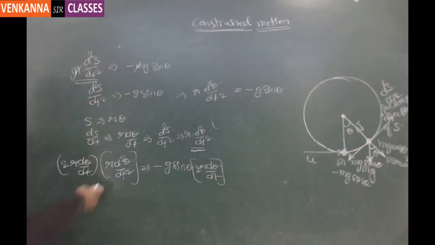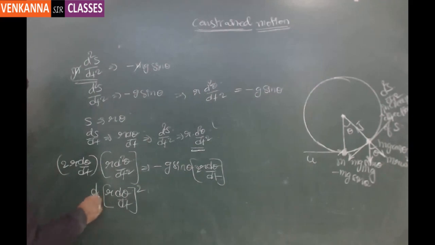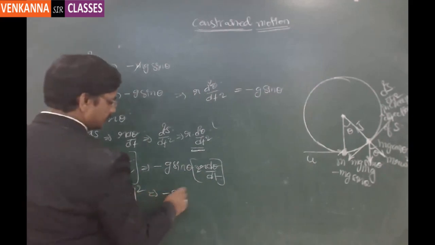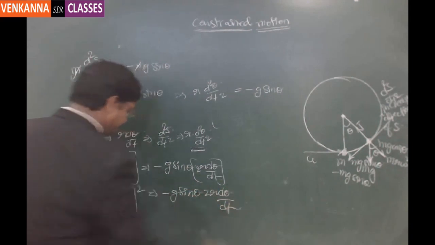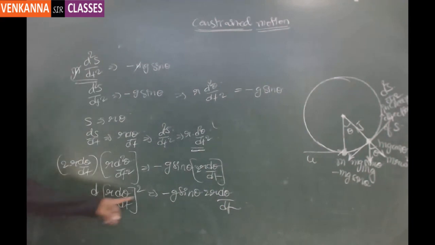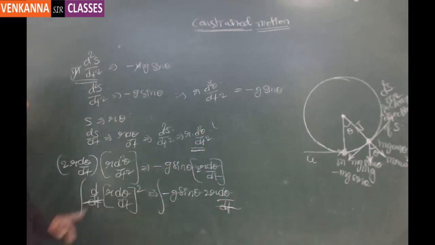So if you carefully notice, the left side is d/dt of (r d theta/dt) whole square. This is the derivative of that: if you take the derivative of it, 2 times r into d theta/dt, and the derivative of d theta/dt is r into d²theta/dt², r being the constant. So from this relation, the dt will cancel out, and then you can integrate on either side. This being the exact differential, the d and the integral will cancel out.